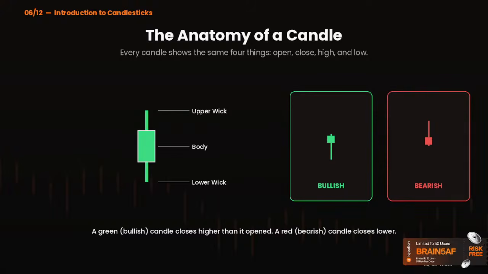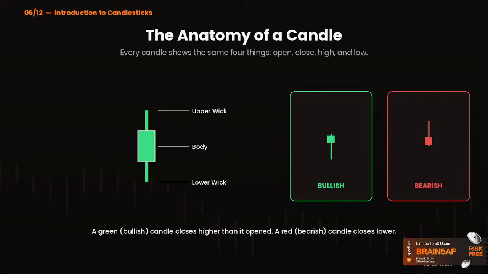So when a candle closes higher than it opened, we color it green, and we call that a bullish candle. A bullish candle is telling you that the buyers have won that round. If it is a fight between the buyers and sellers, every candle tells you who won that fight. So if buyers won that fight, you will see a green candle.